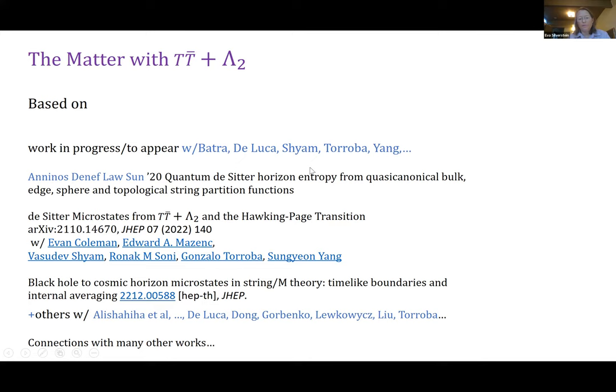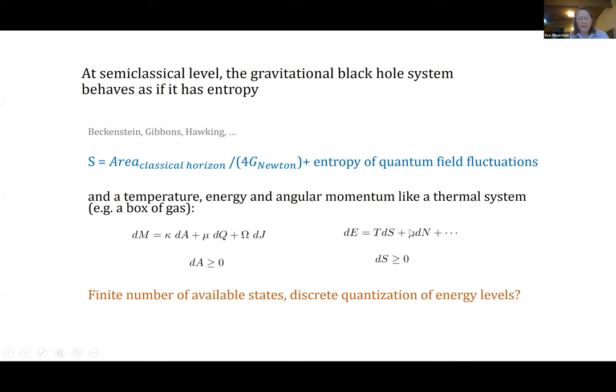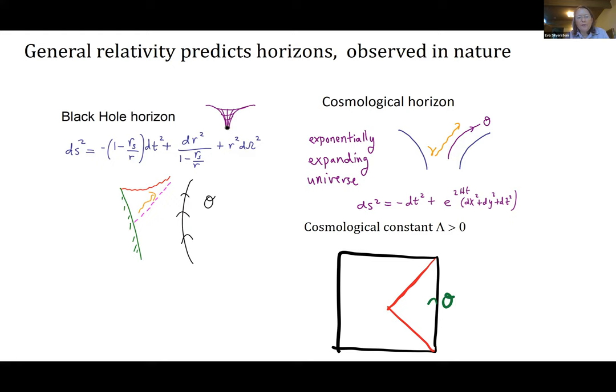So that's part of the fun of the subject nowadays, is people are not so much in their own world, in their own observer patch and de Sitter holography research, but instead things are starting to come together. So just to go very to the beginning, we all know general relativity predicts horizons, and they're also observed, of course, indirectly, but observed very clearly in nature.